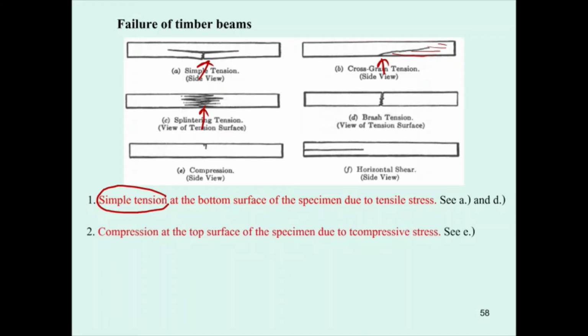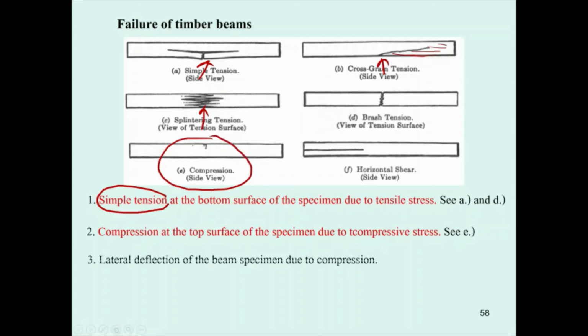Compression failure we also sometimes observe, but mostly we observe tension. And the third is lateral deflection. We can prevent lateral deflection by using a larger width section for the specimen. And the horizontal shear occurs only for the short beam.